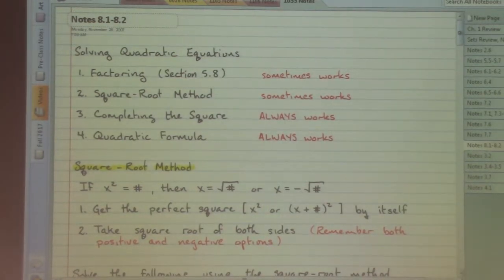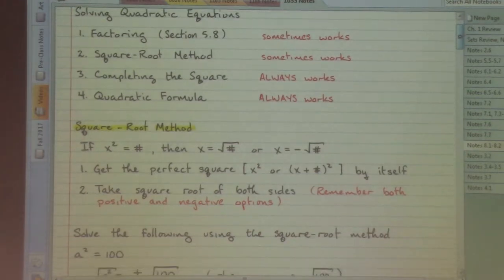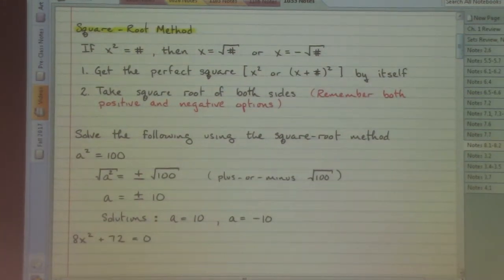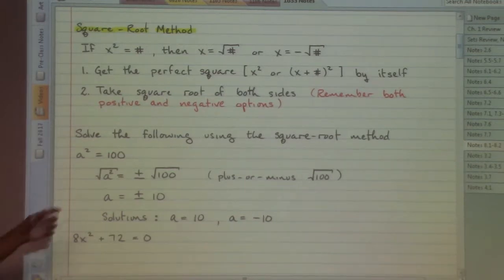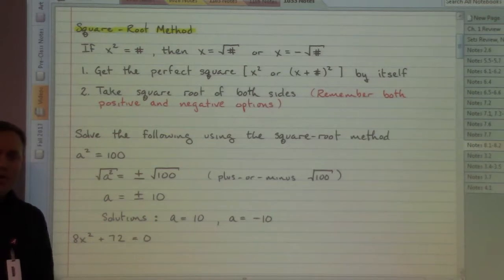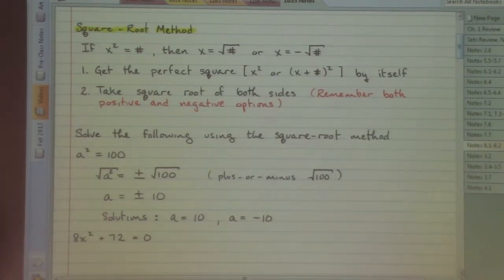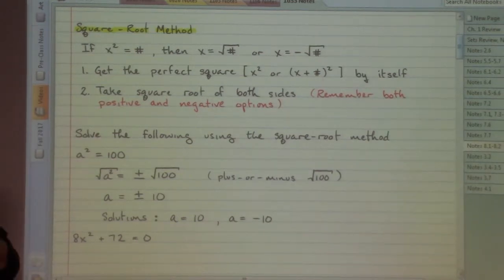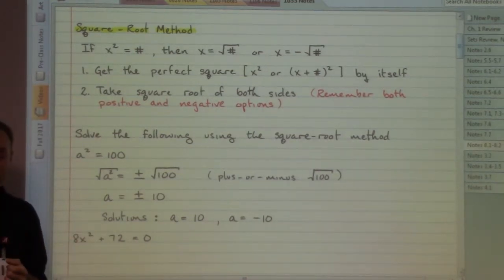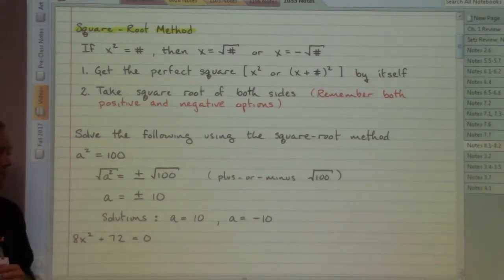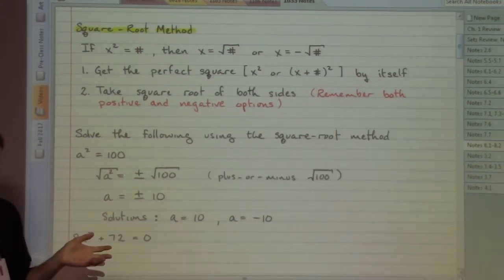So when we have those types of equations that lend themselves to the square root method, yay for us. For instance, here in this first example, a squared is equal to 100. We don't have an a show up anywhere else. The a only shows up with that power of 2. And according to our first step, we want to get that perfect square by itself, but that's already been completed. The a squared is already by itself. We've got the number over there on the right-hand side, yay.